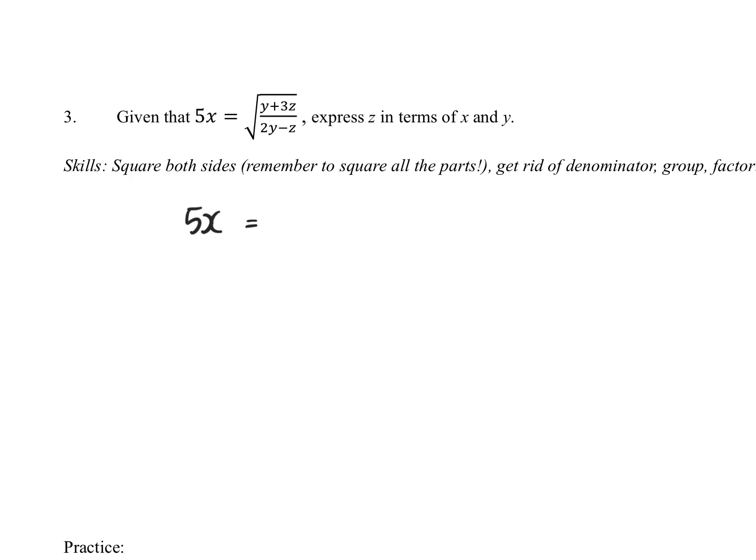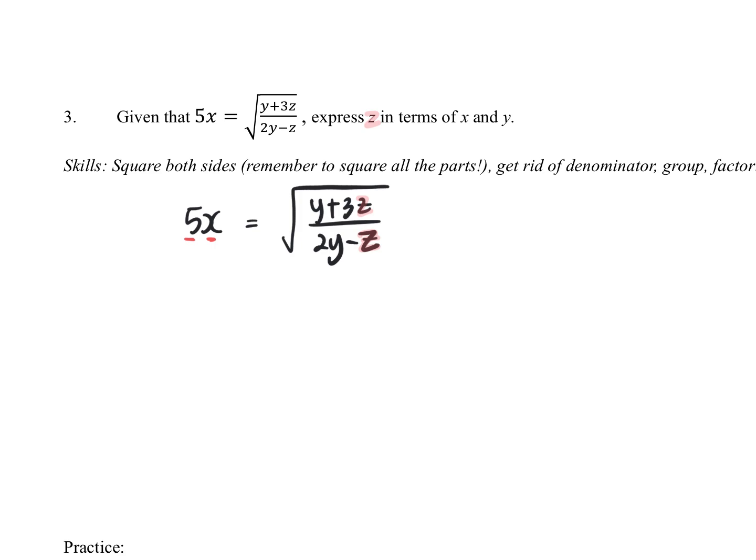5x is equals to the square root of y plus 3z over 2y minus z. Everything is inside the bracket, inside the square root, and our subject is to get z. So z is both down here inside the square root, and is in fraction, 2 terms, right? Different parts of it. So first things first, on this side over here, my left hand side, I have a 5x. It's actually two parts on its own. There's a 5 and there's an x.